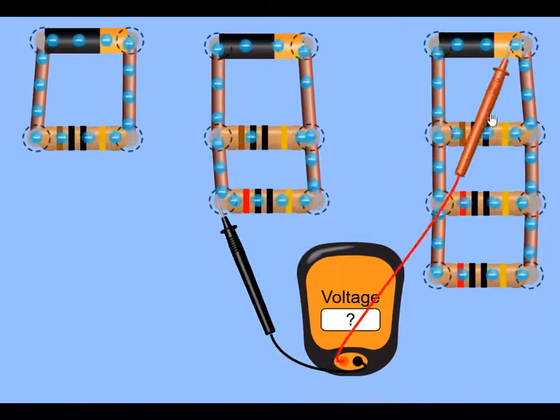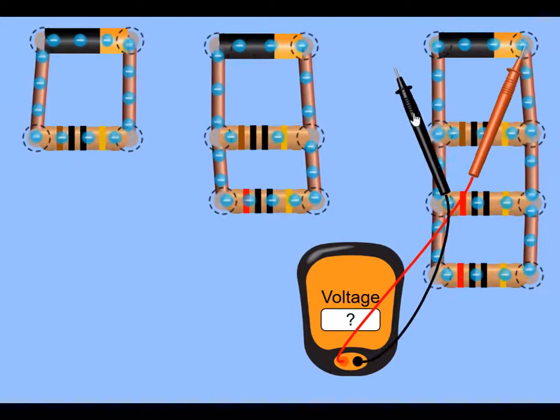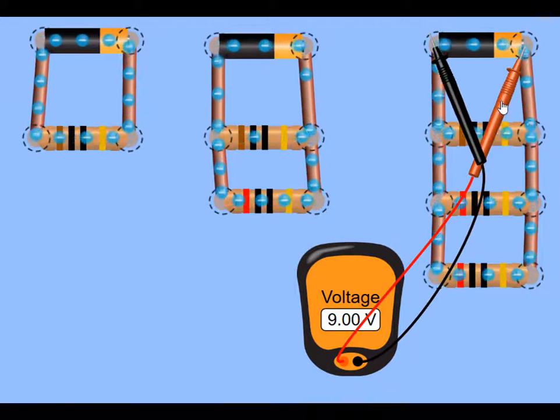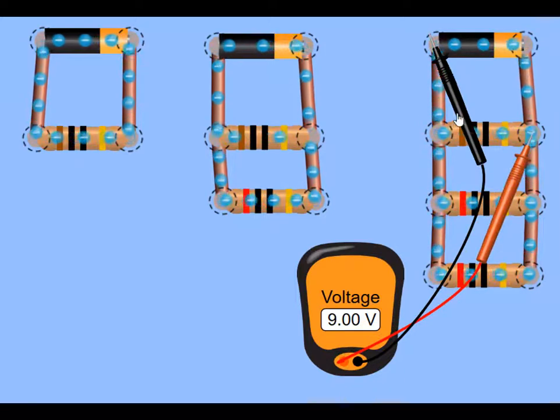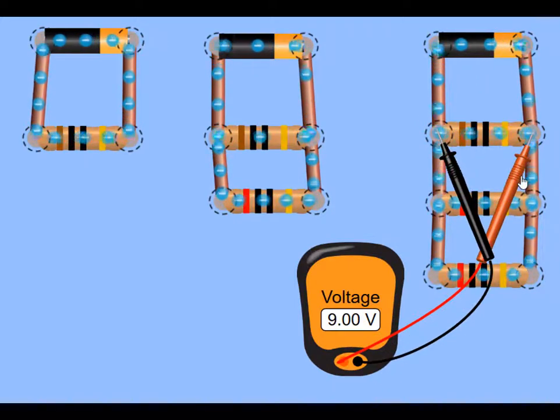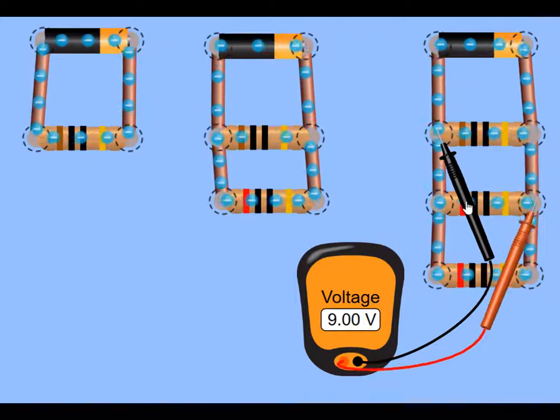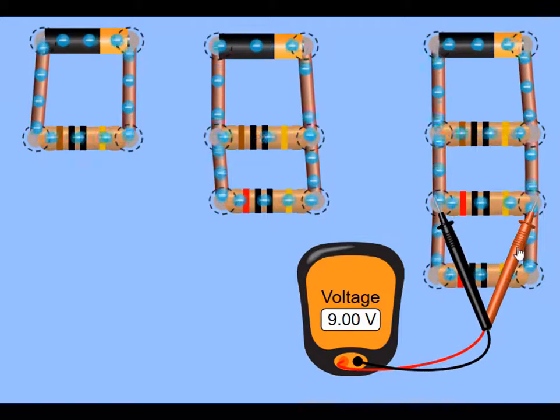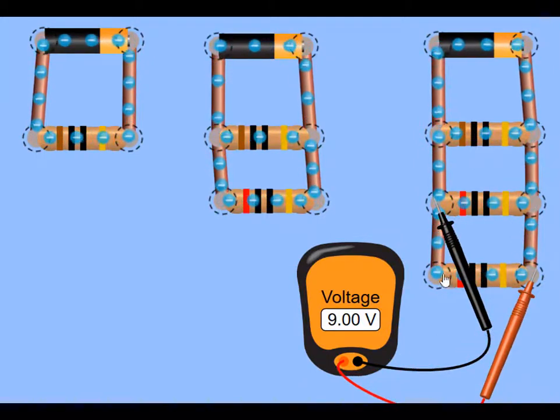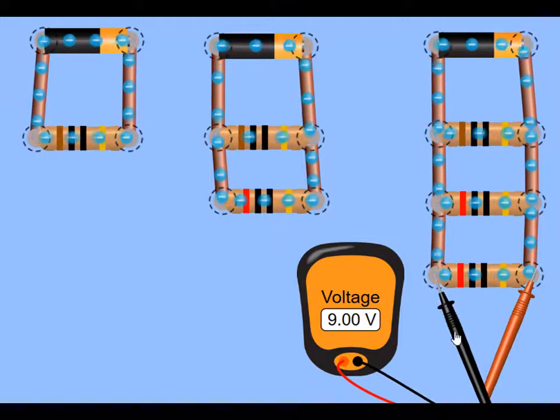Let's go to the third circuit. What do you think we're going to find there? Across the battery, 9 volt. That's not surprising because we know it's a 9 volt battery we put there. Across the 10 ohm resistor, 9 volt. Across the 20 ohm resistor, 9 volt. And the other 20 ohm resistor, also 9 volt. We can measure across the whole parallel section, 9 volt.